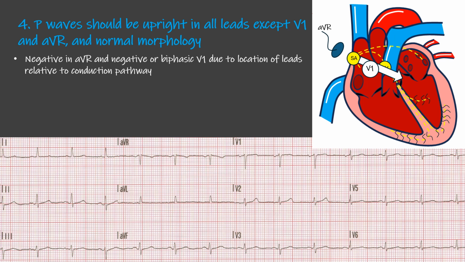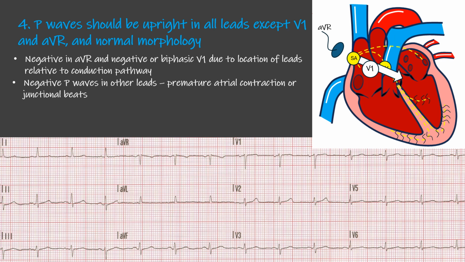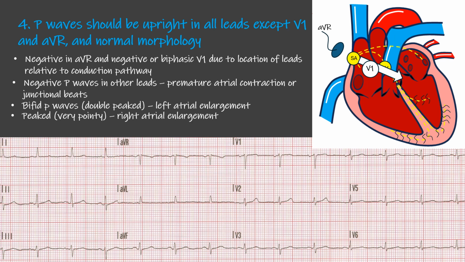Depending on the exact position of V1, exactly where you place it, sometimes you'll get a negative P wave in V1, but generally the P wave should not be positive. Now, if you're seeing P waves that are negative in other leads, this might suggest premature atrial contractions or junctional beats. Now, the other thing we need to look for are what are called bifid P waves. So that's a P wave with 2 separate peaks, and this can suggest left atrial enlargement. Alternatively, the P wave might be peaked, which is just very pointy, and this can suggest right atrial enlargement, and it's something you'll often see in patients with pulmonary disease like COPD.